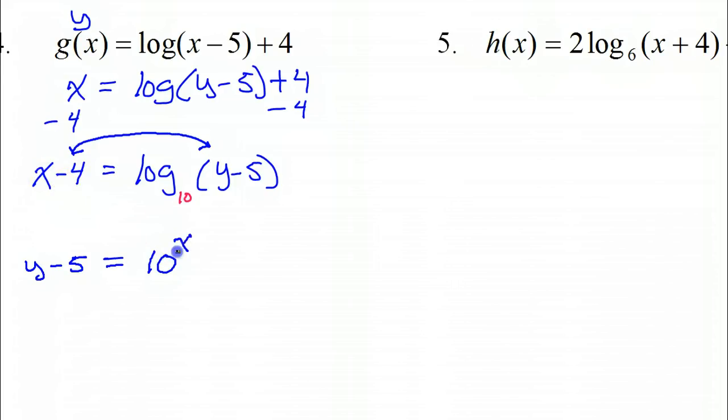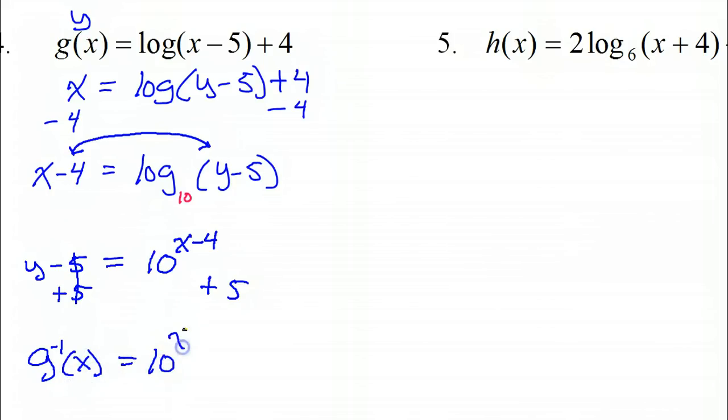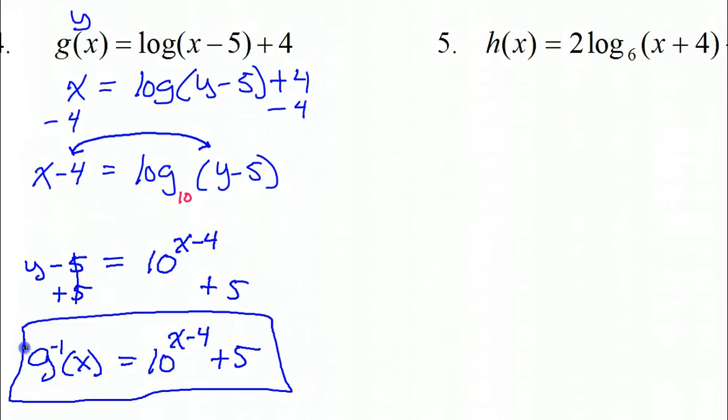So we're trying to get y by itself. It's almost by itself except for the minus 5. So we just need to do a plus 5 on both sides to cancel those out. So this is going to be the final answer, but we'll go ahead and put the g back in. So we'll have g inverse equals 10 to the x minus 4 power plus 5. And this is the inverse function for function g. Alright, so that was number 4. Let's take a look at number 5.